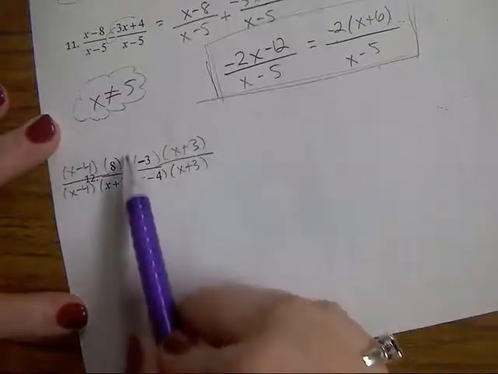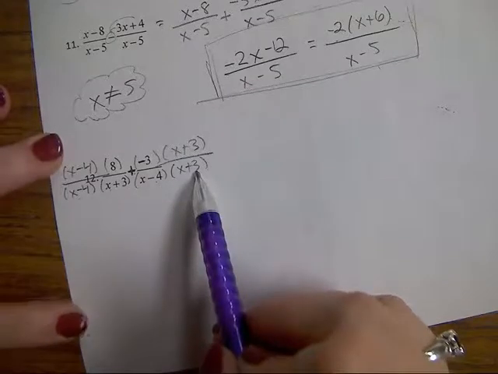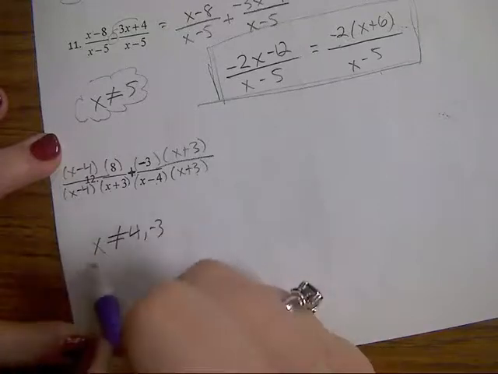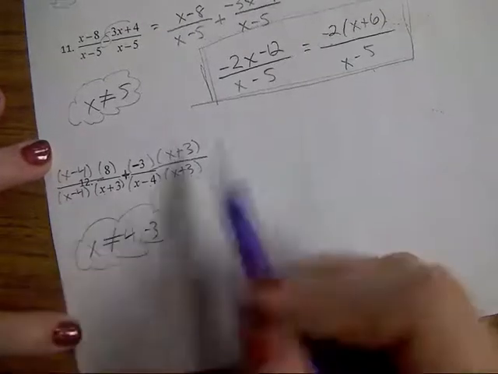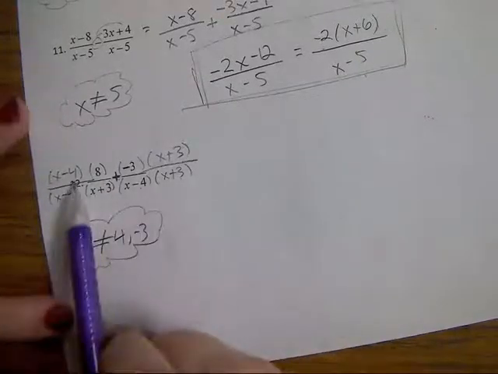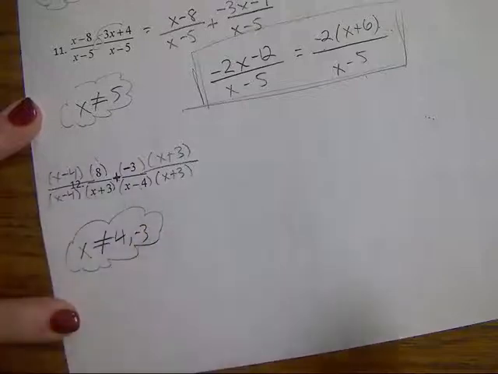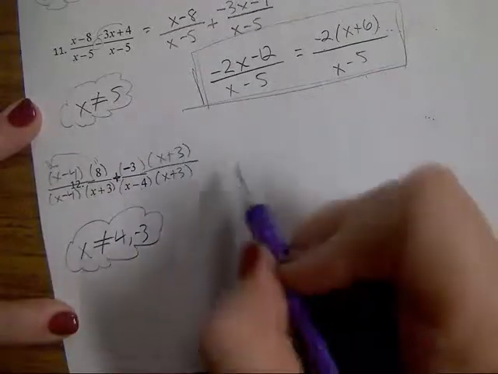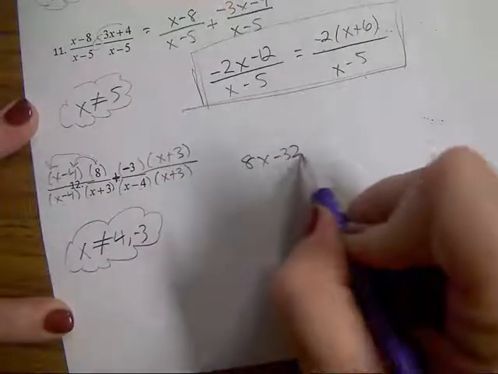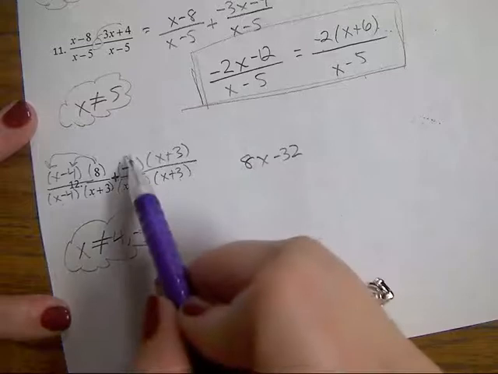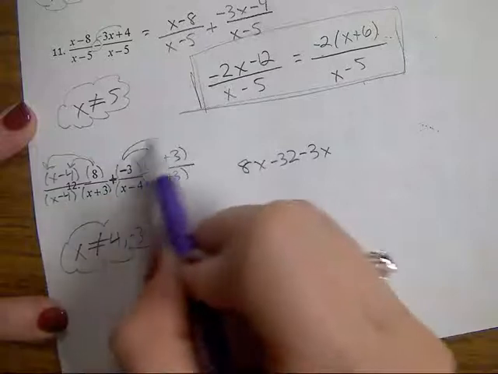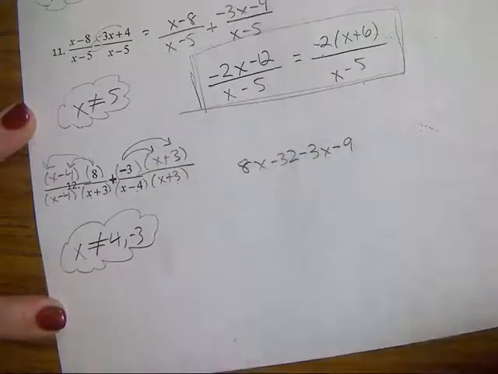Okay, so now we can see that our denominators are the exact same thing. So I'm going to go ahead and list my excluded values. x can't be 4 or negative 3. Get that out of the way, right? Okay, I need to simplify both of these numerators. Let's do this one first. 8 times x gives me 8x. And then 8 times negative 4 gives me negative 32. Right? Our other numerator, negative 3 times x gives me negative 3x. Negative 3 times 3 gives me negative 9.